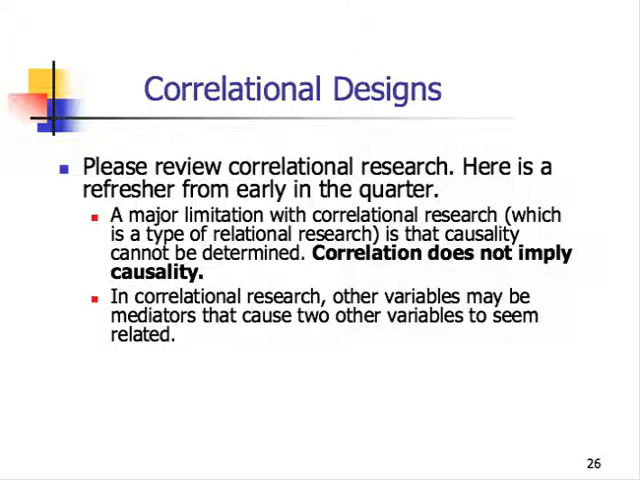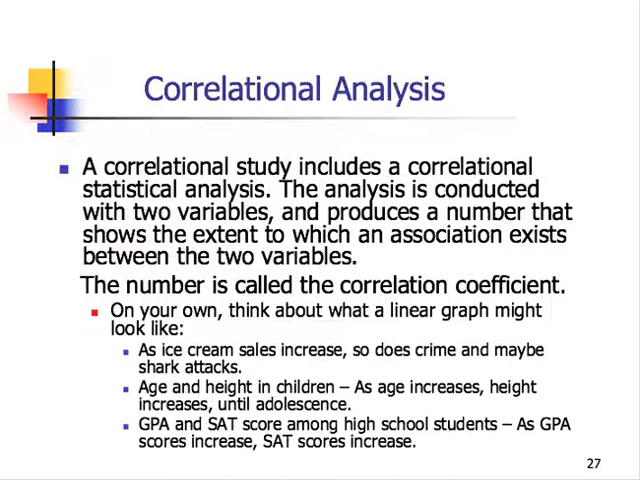So remember, correlation does not imply causality. It does not imply causation. So that's one of the major limitations with correlational research, is that we just don't know what causes what. We don't know if what we think might be the cause of something is actually causing it. We just know whether two variables are associated, whether as one increases, another increases, stays the same, or decreases.